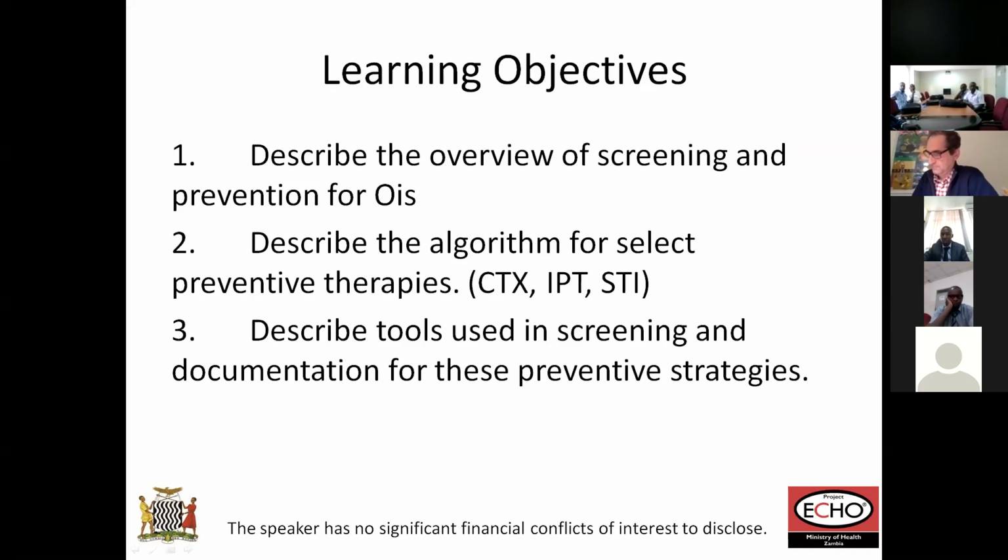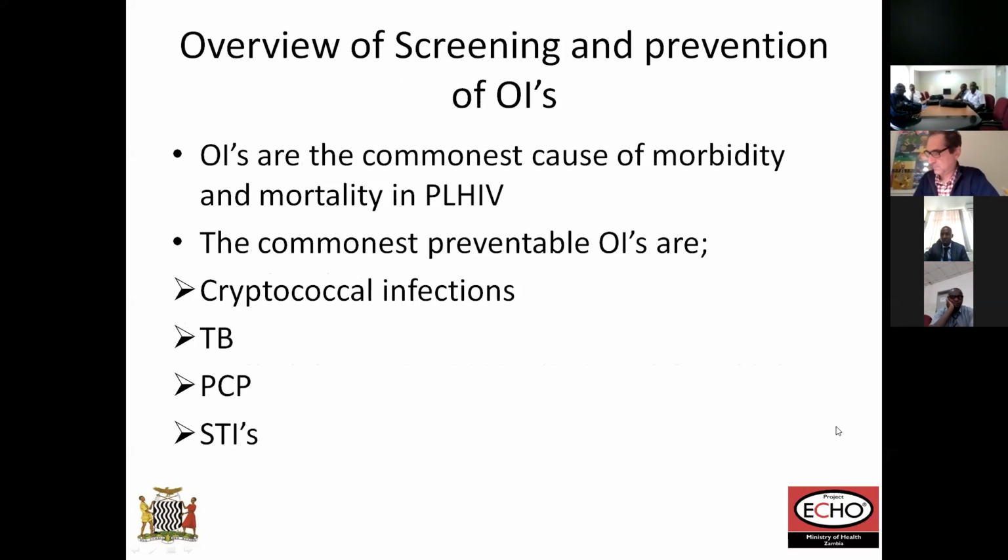So, an overview of screening and prevention of OIs. OIs are the commonest cause of morbidity and mortality in people living with HIV infection. The commonest preventable OIs are cryptococcal infections, tuberculosis, PCP, which is Pneumocystis jirovecii pneumonia, and STIs.